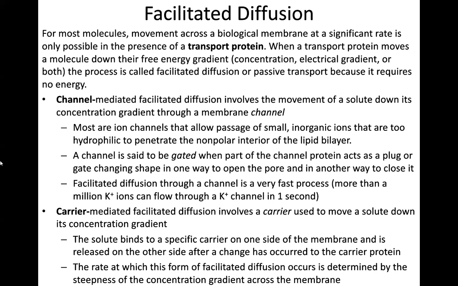When a transport protein moves a molecule down its free energy gradient, concentration, electrical, or both, we call this facilitated diffusion or passive transport because it requires no energy. So once again, we're going from high to low, no ATPs needed. The difference between the two is simple. If it's channel mediated, we're using a channel. Remember, that's where the protein doesn't change its physical shape. If we're using a carrier, it's carrier mediated, and that's the type of protein that does physically change its shape.